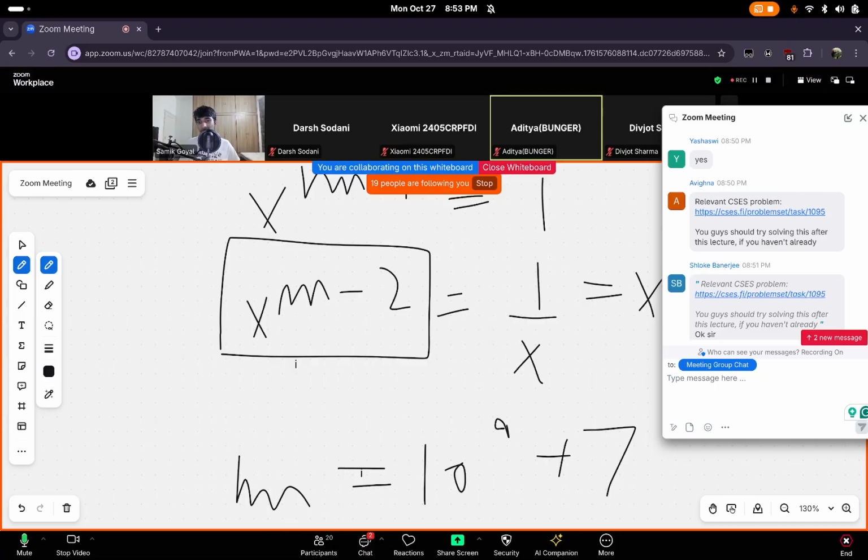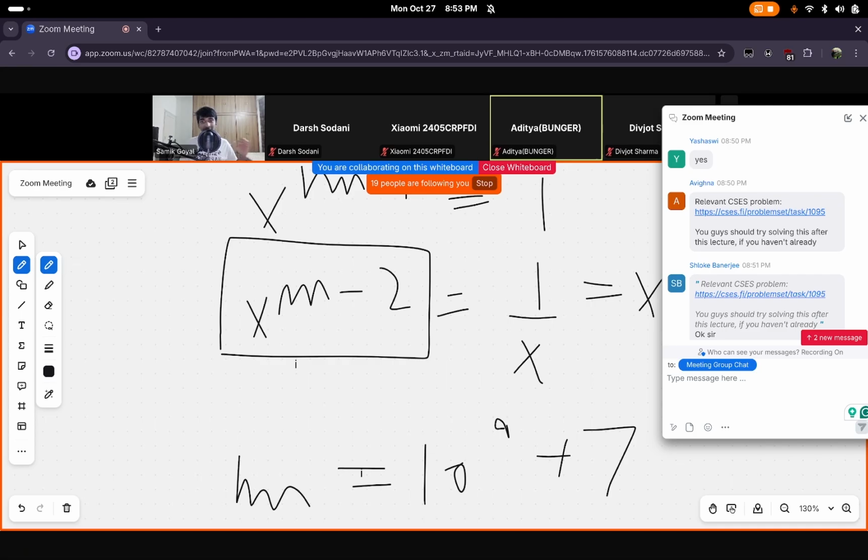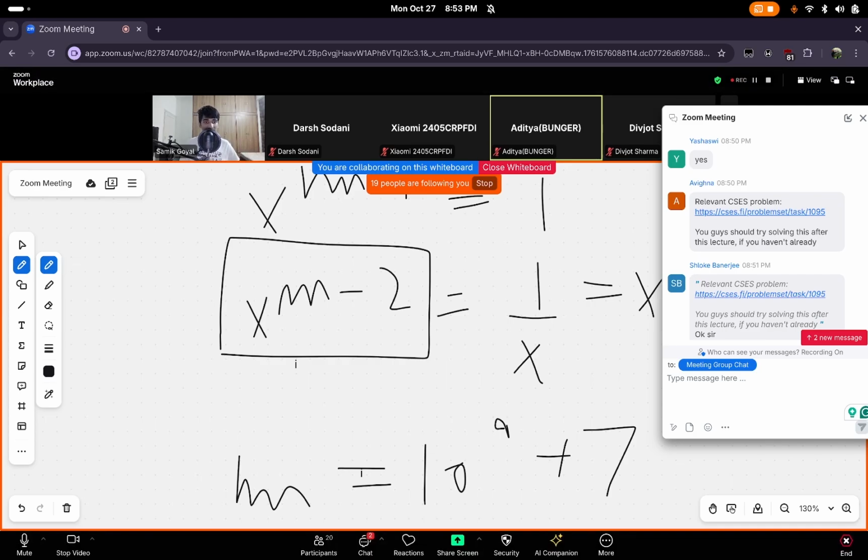This is the only part, right? The x to the m minus 2 is equal to the inverse of x. That's the only part that's out of syllabus. The other stuff is in syllabus.